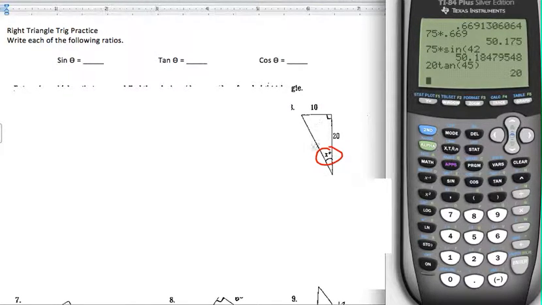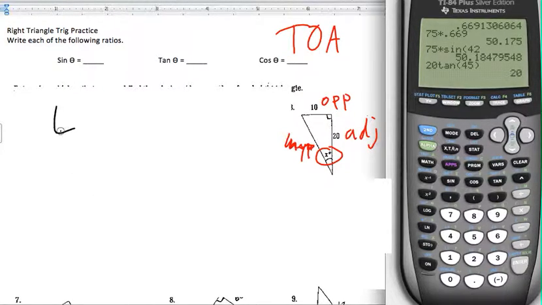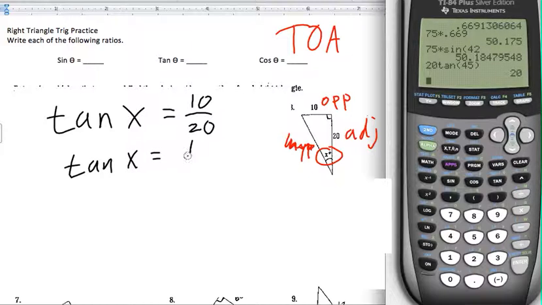Let's label our sides. Even though we don't know this angle, if you look across the triangle, this is still the opposite, and this is still the hypotenuse, which isn't going to matter, and this is still the adjacent. So if we look at these ingredients, we are still doing some TOA. And if we set this up, it would look something like the following. Tangent x is 10 over 20. And if you want to go ahead and reduce that to tangent x equals 1 over 2, that's totally fine. It's not necessary for this problem.